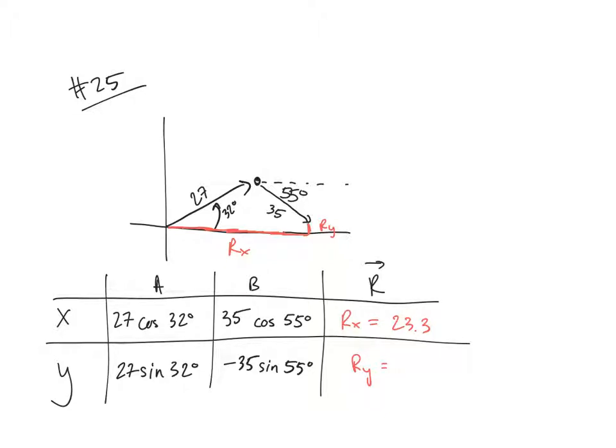What do you end up getting? I got a bunch of answers. I got 49. Definitely, I mean, look at this, James. It's got to be negative. It can't be 49. Look at the numbers themselves. These are all decimals, sines of angles. So you did 27 sine 32 minus 35 sine 55.